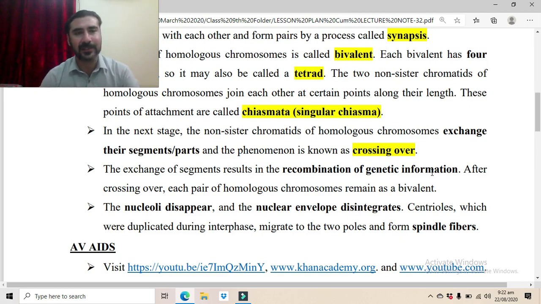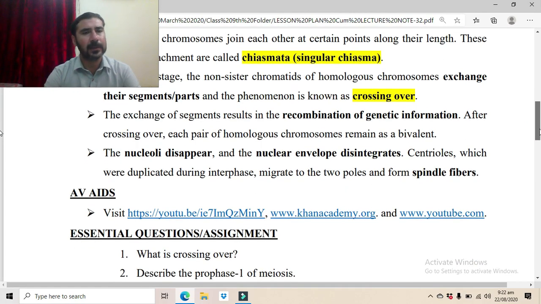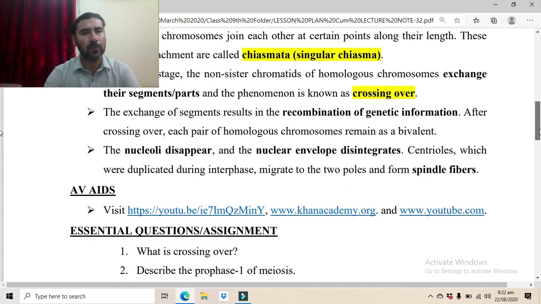After crossing over, each pair of homologous chromosomes remains as a bivalent. After the crossing over, the homologous chromosomes will not separate from each other, rather they will remain in the same form as a bivalent, as a pair of two chromosomes.